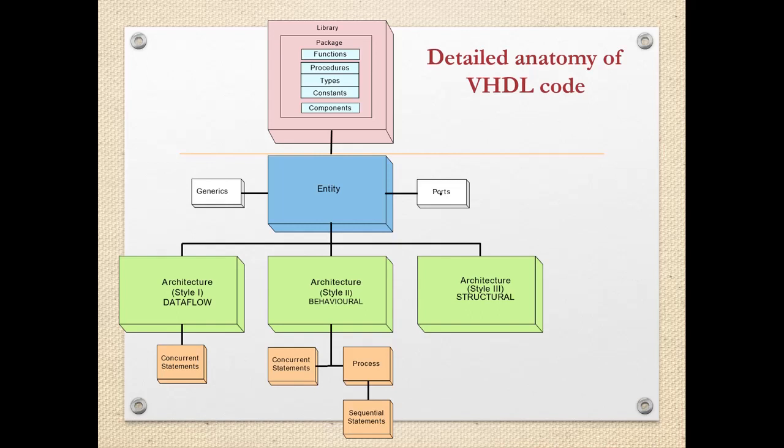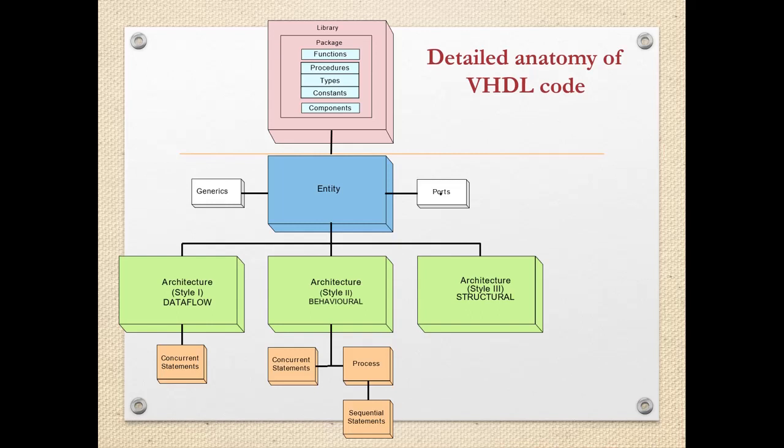This entity may take the information from some generics which are already defined, and it includes the declaration of different ports of the system. Ports means the inputs and outputs. After this second part, the third part of this VHDL code is the architecture.